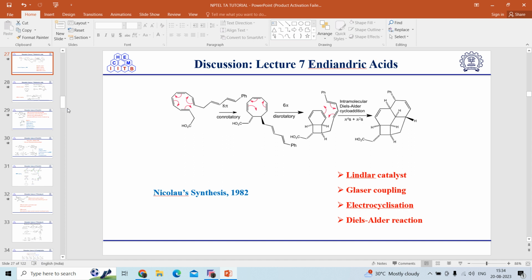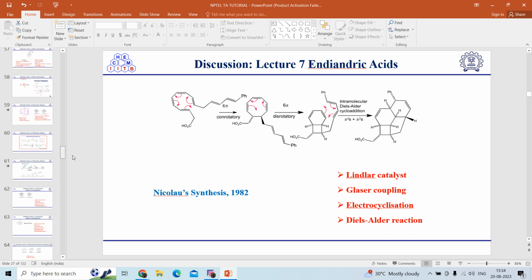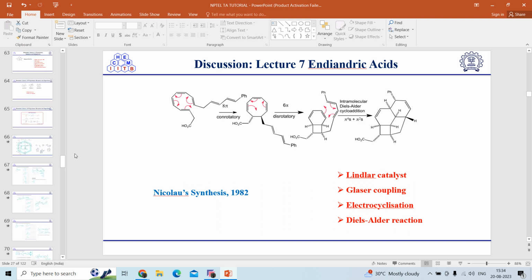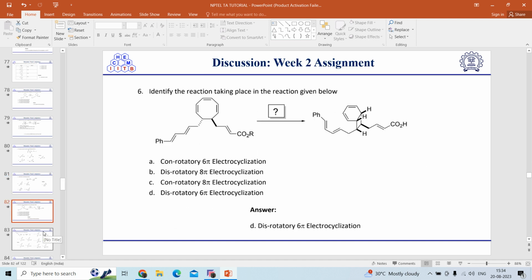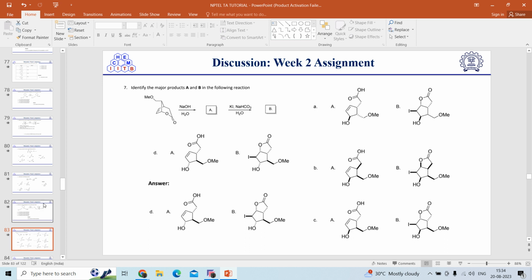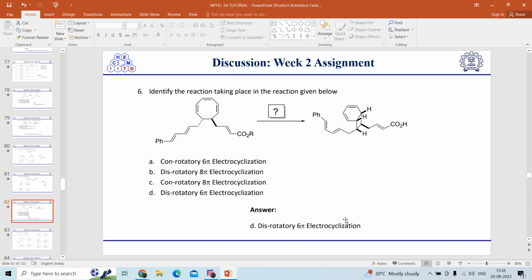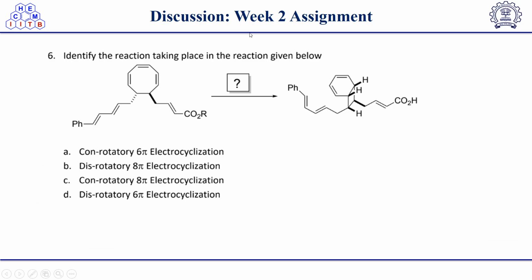So the similar is happening in this case also. Here also there are 6 pi electron systems. So this will be shifted to here, this will shift to here, and this will move to here. So it will form one 6-membered ring and one 4-membered ring. Here stereochemistry is already fixed, so corresponding to that, it will be disrotatory 6 pi electrocyclization.